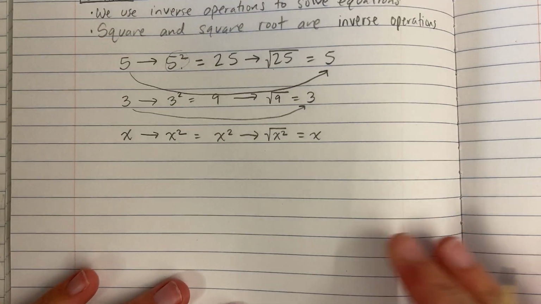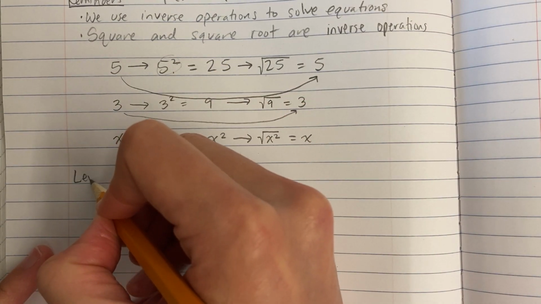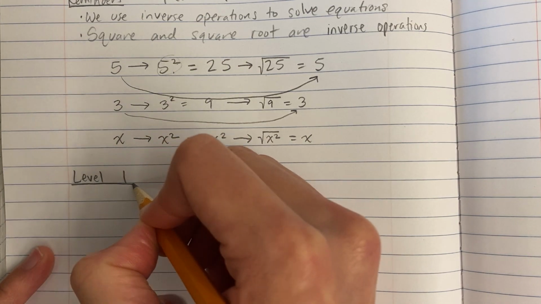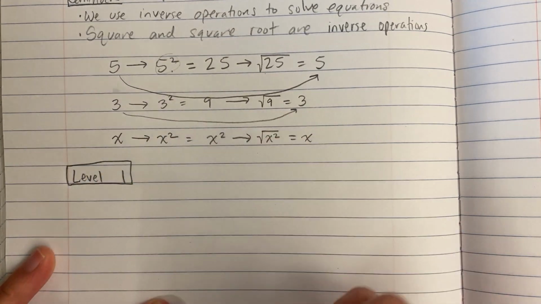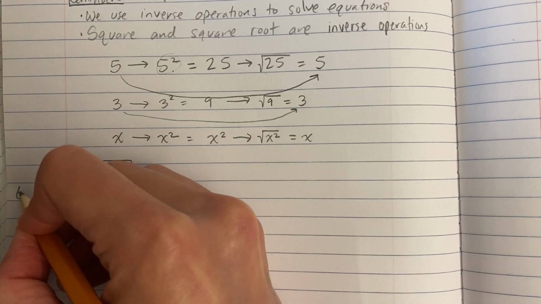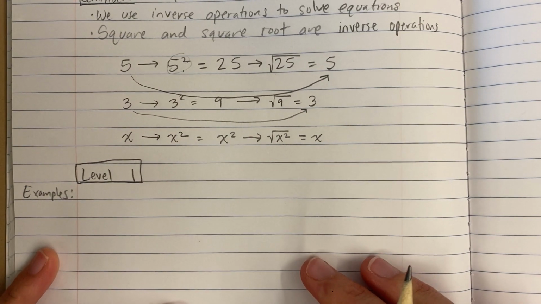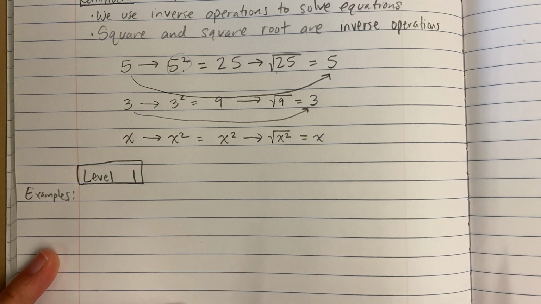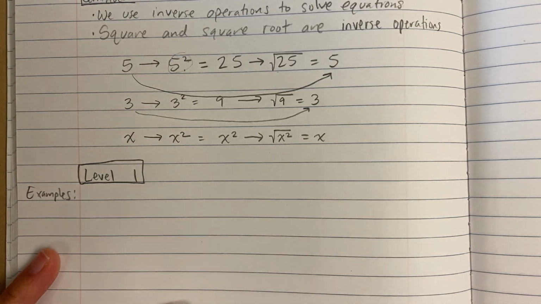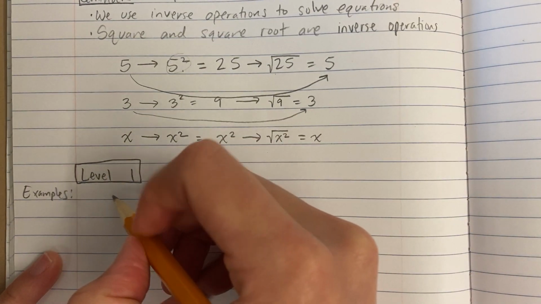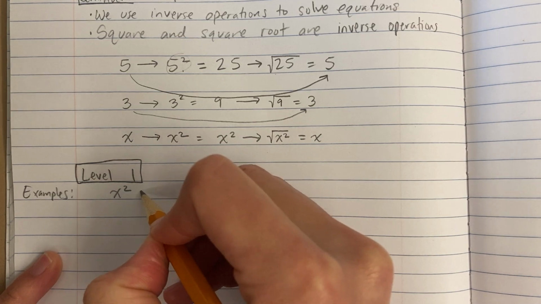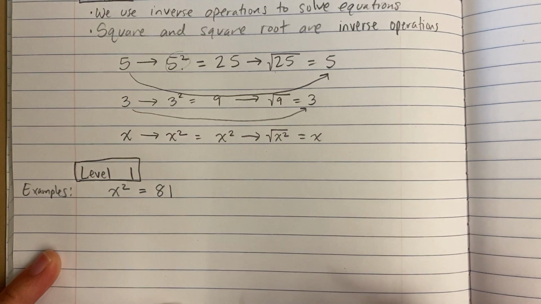You're going to see. We're going to start with what we're going to call level 1. I'm going to do some examples. We're just going to do 2 examples. Level 1 is pretty straightforward, but you need to really get comfortable with level 1 in order to be able to move on to level 2. So first example, x squared equals 81.